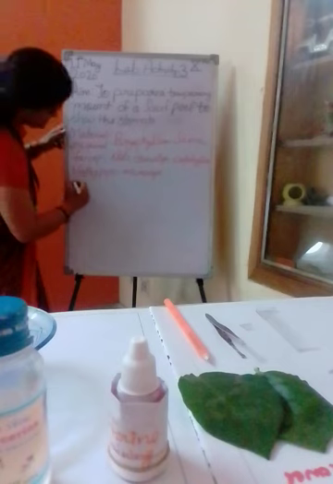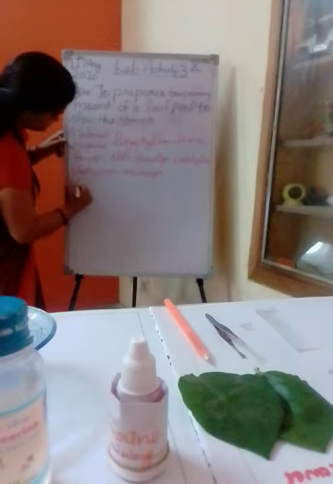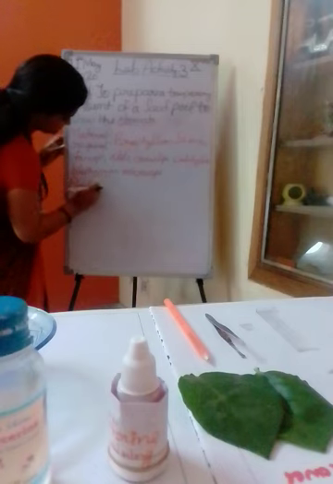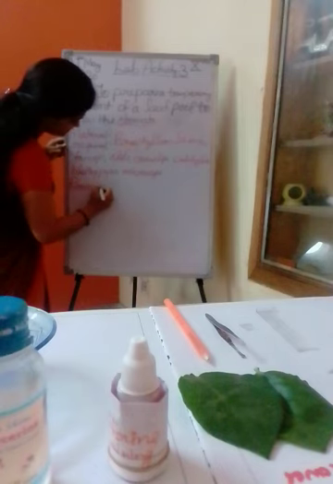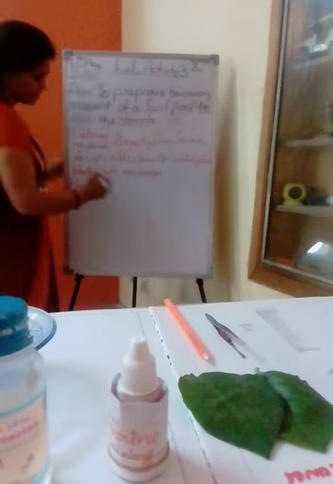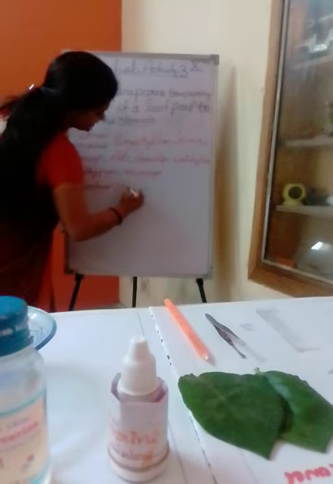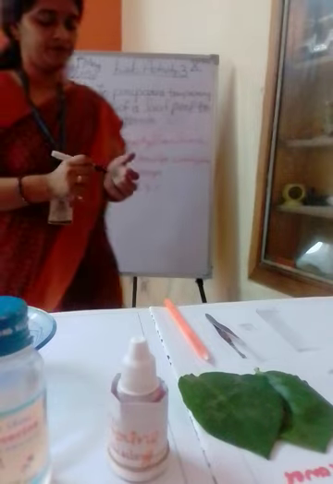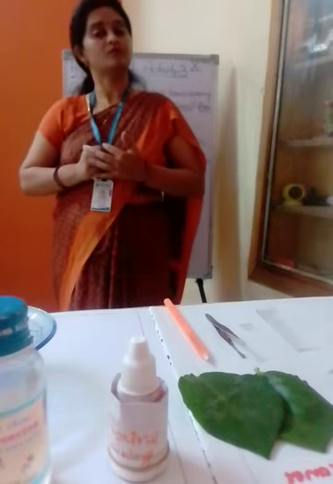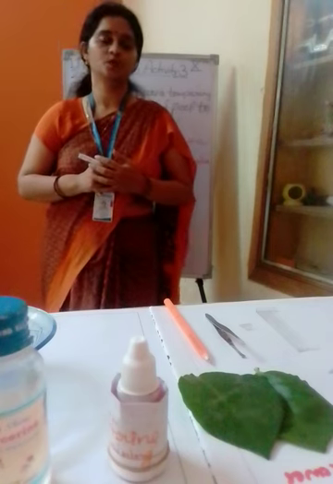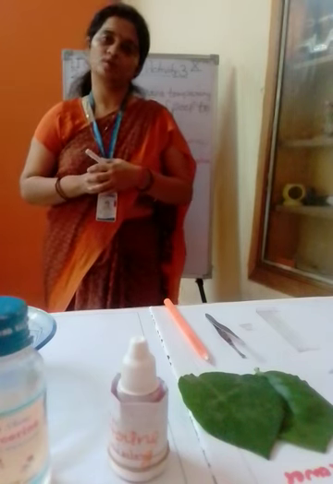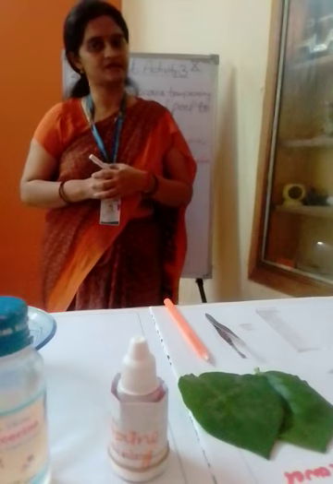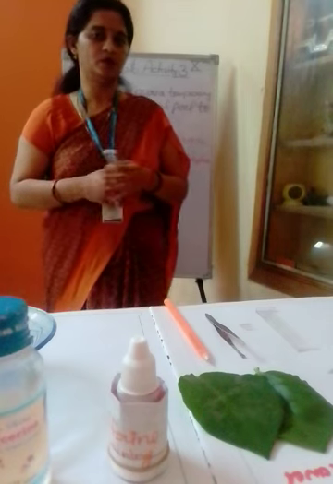Now the process. What is the procedure? How can you proceed? There are steps 1 to 6. Okay, let me start now to demonstrate how to extract the stomata from leaf peels. Understand that? Now let me start.